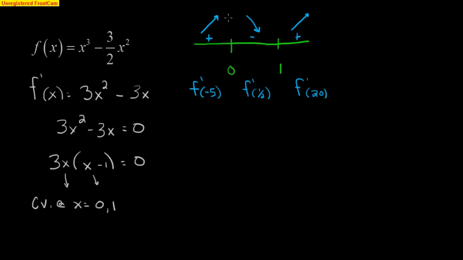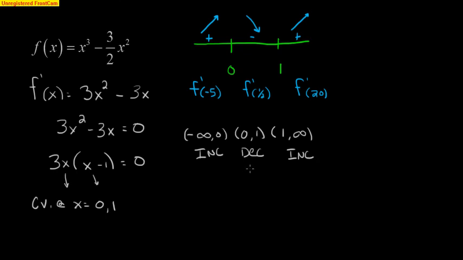And so now we know that our intervals go from negative infinity to 0, and on that interval, we are increasing. Our next interval goes from 0 to 1, which means we're decreasing. And our last interval from 1 to infinity is back to increasing.